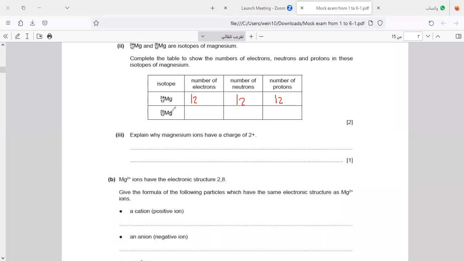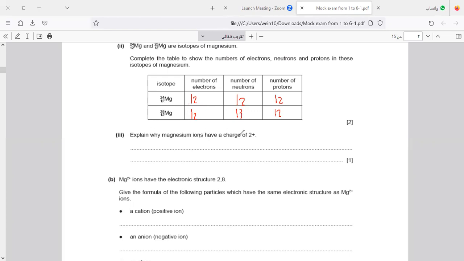Number of electron here, as I said before, there is no charge, there is no negative, there is no positive above the symbol. So the smallest number is the number of proton, which is 12. Exactly is the number of electron, which is 12. Now, number of neutrons, subtract 25 minus 12, it will be 13. This is the correct answer.